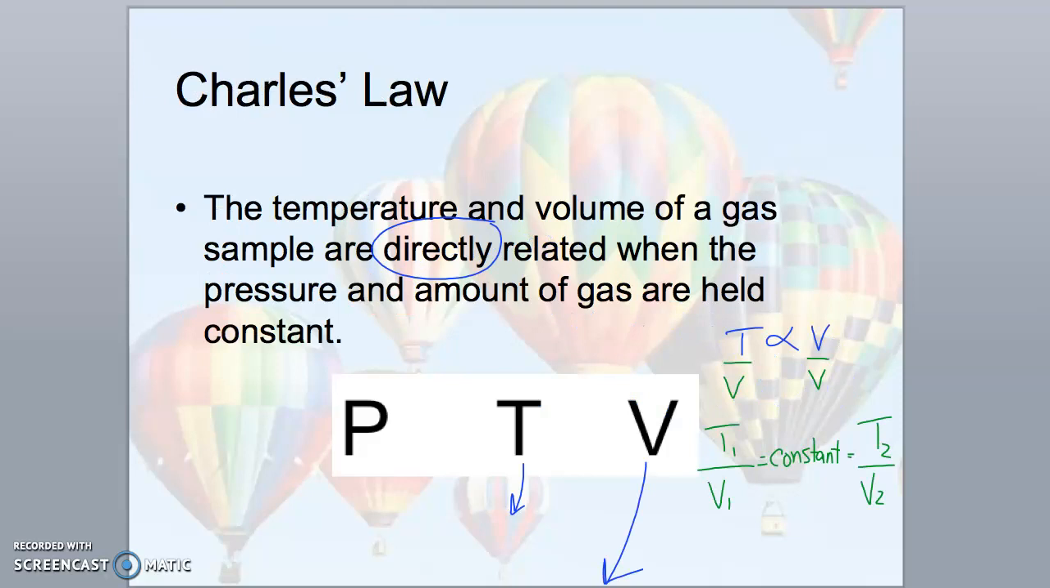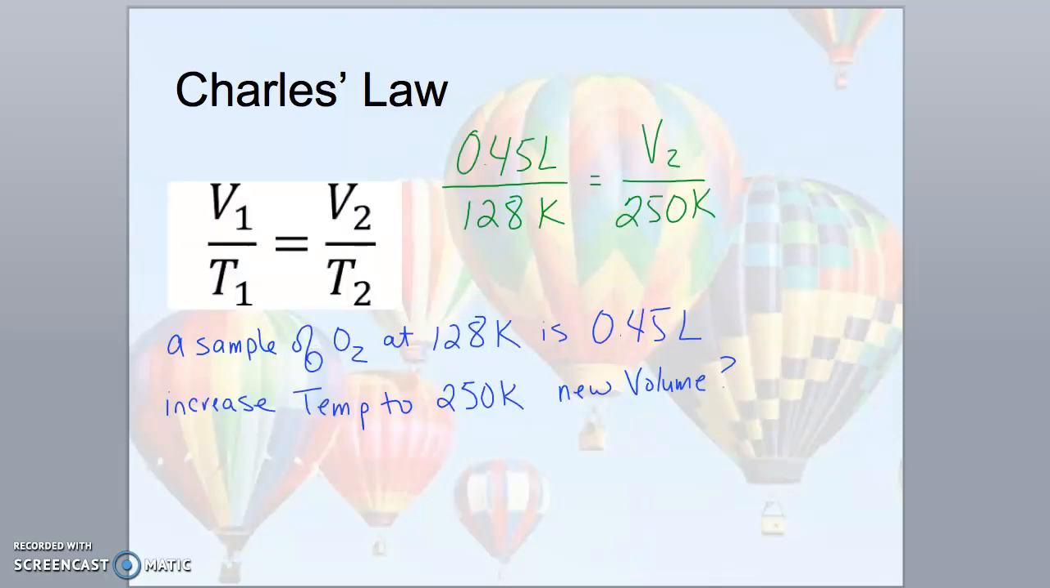Charles' law examines the relationship between temperature and volume of a gas at constant pressure. When the pressure and amount of gas are held constant, decreasing the temperature of a gas sample decreases the volume of the gas. Because the ratio of gas volume and temperature is a constant, it's possible to calculate the new volume or temperature of a gas sample when one of the properties is changed.